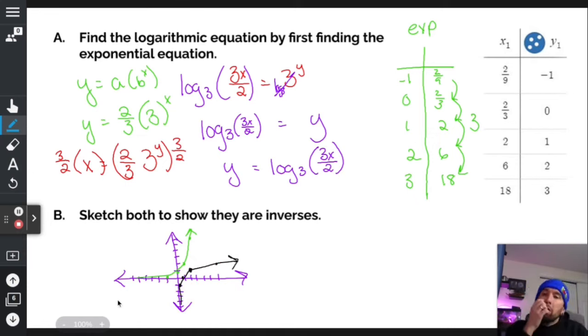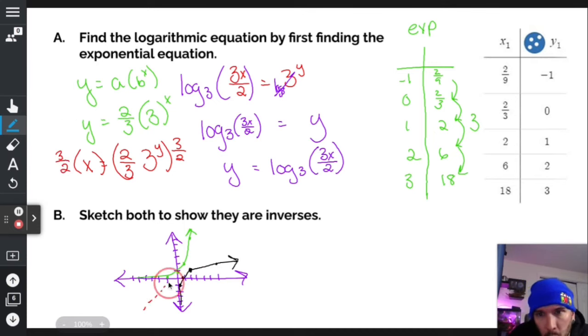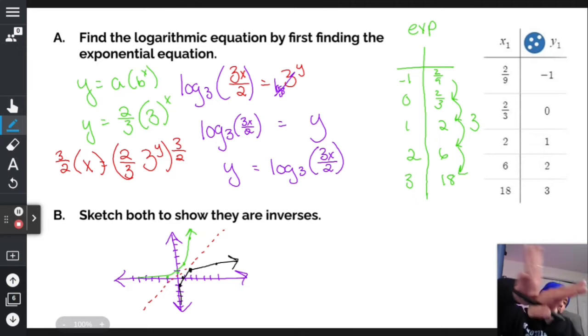Now what an inverse looks like is if you were to draw the equation y equals x, it's that perfect diagonal right there. Does it look like if I tilt my head to the side that green and black are mirror images of each other? They do. They kind of look like this butterfly thing where if I were to take that red line and go like that, you can see the butterfly wings. So, looks good to me.